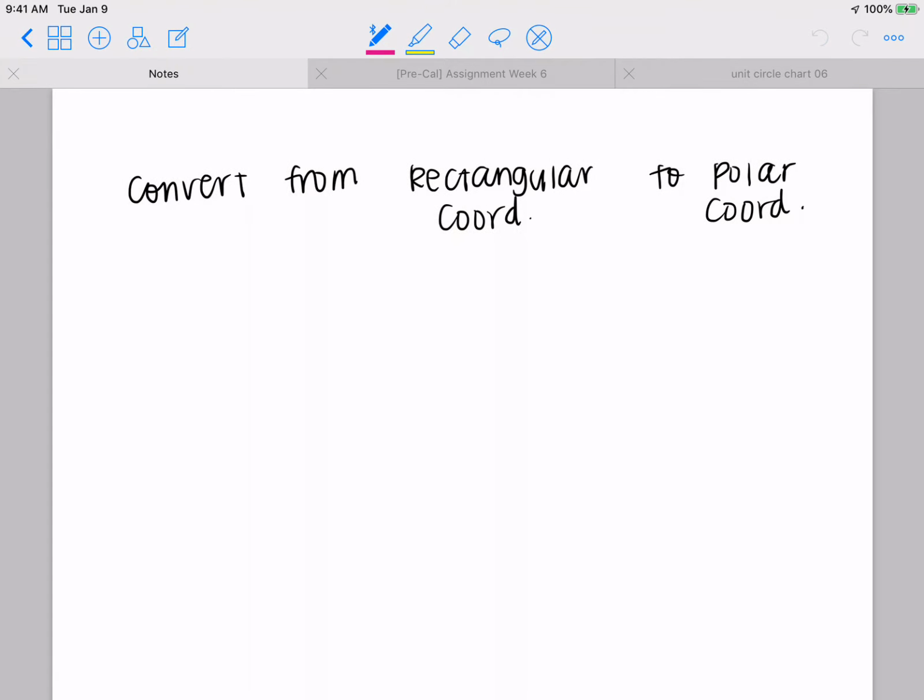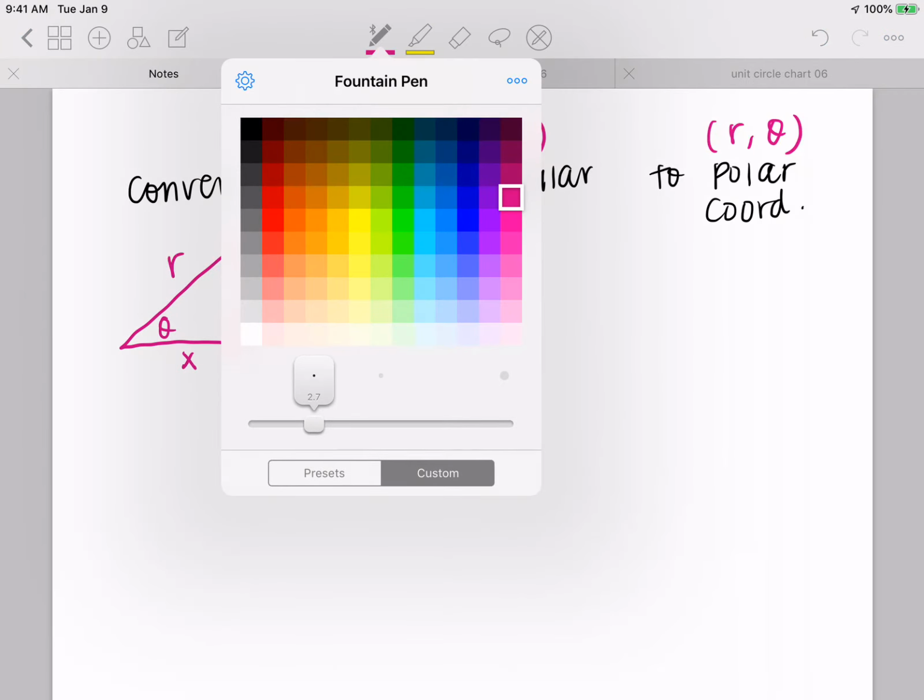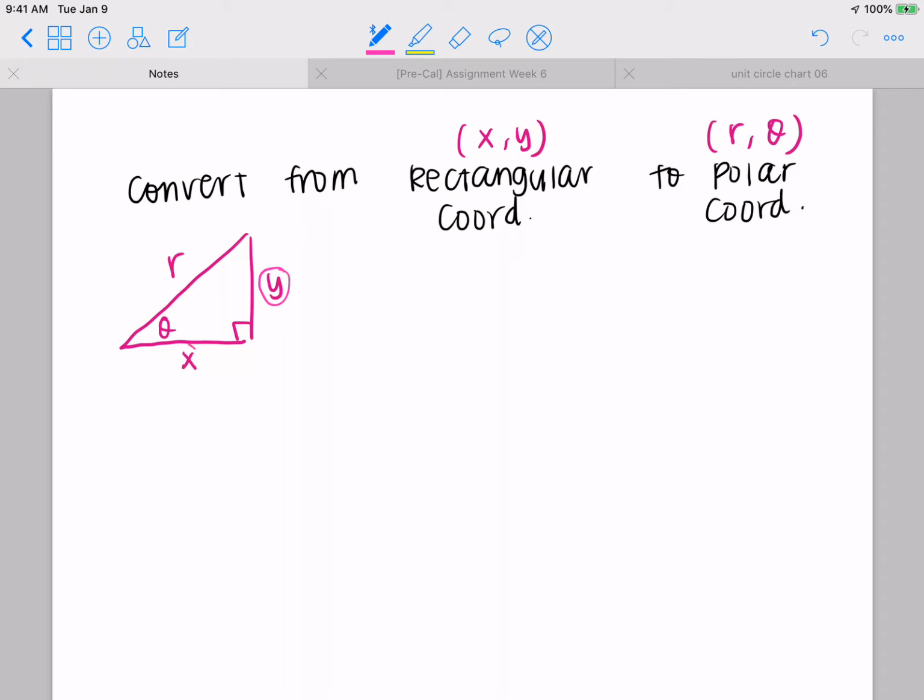Let's do another conversion. Let's try to convert from rectangular coordinates to polar coordinates. So rectangular coordinates, that's the x comma y, and polar is r comma theta. How do we go from x comma y to r comma theta? Okay, we have to go back to the picture that I drew earlier, which is theta here, x at the bottom, y on the side, and r on the hypotenuse. Okay, is there any way that if I'm given my x and y, I can figure out my r from here?